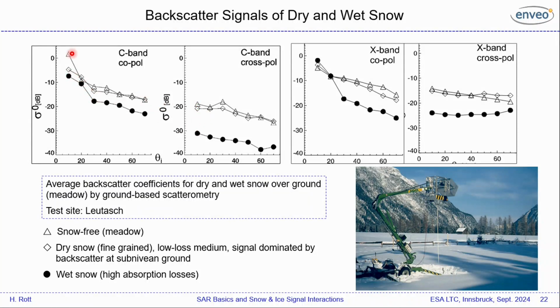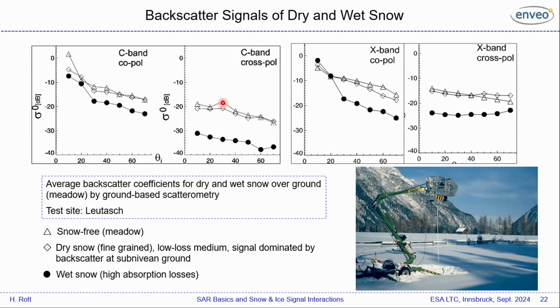And you can see that wet snow is, of course, in C-band and also X-band significantly lower than dry snow and snow-free. And the difference is even larger at cross-polarization. But here, we don't get this signal, for example, because we have a noise equivalent sigma 0 at Sentinel-1 on the order of minus 22, 23 dB. And between dry snow and snow-free, there's very little difference.